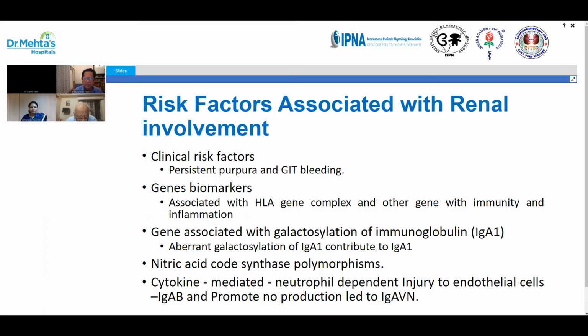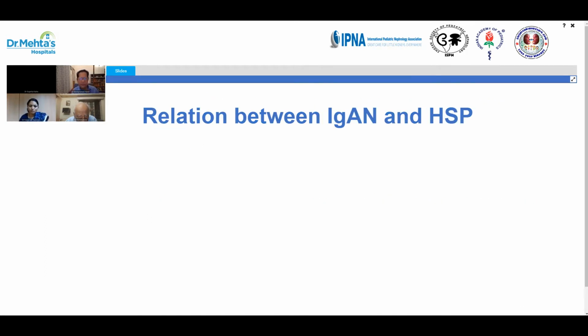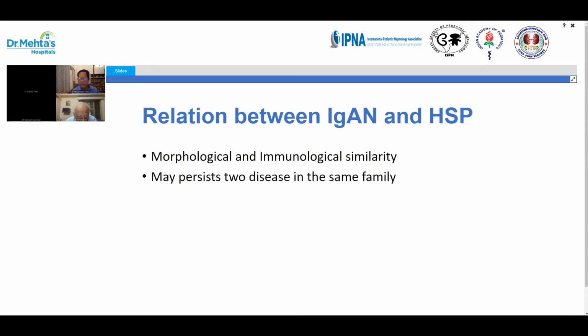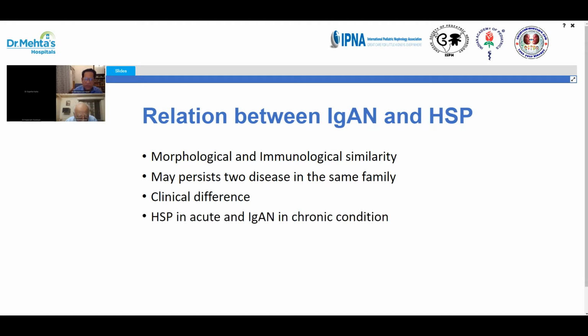What is the relation between IgA nephropathy and HSP? Morphologically and immunologically they are similar. They may present as disease in the same family, with clinical differences. HSP is mostly an acute condition, while IgA nephropathy is sometimes chronic. HSP occurs in younger children, particularly 4 to 5 years old, a very specific age, and IgA nephropathy mostly in adults or young people.